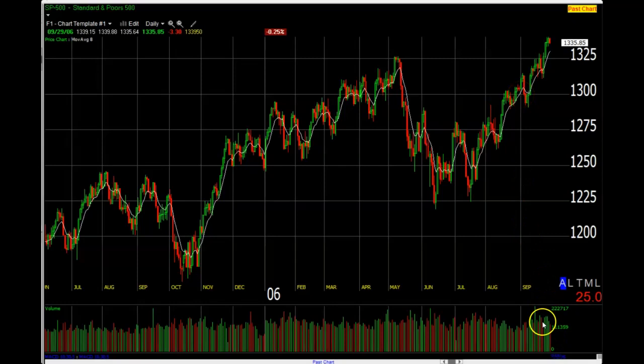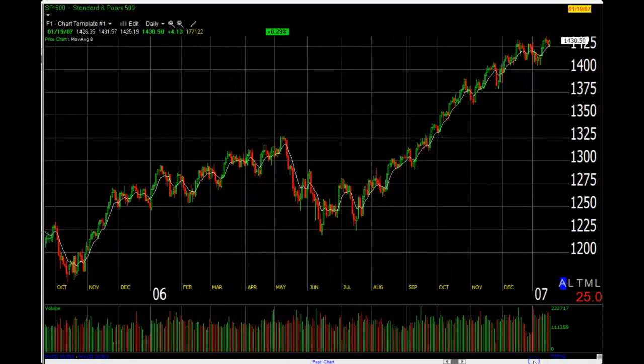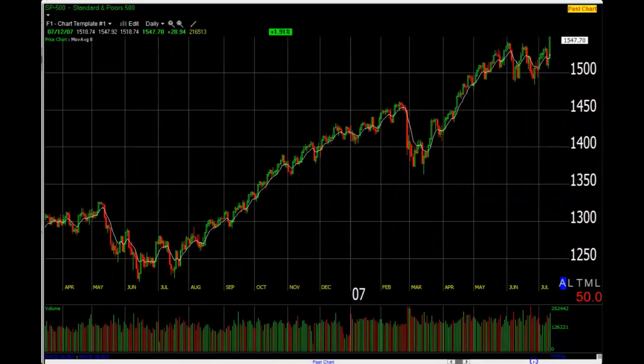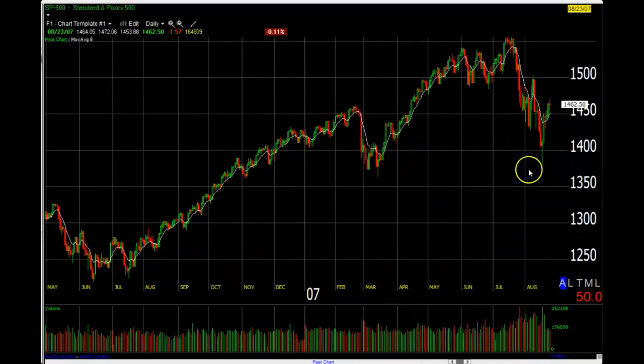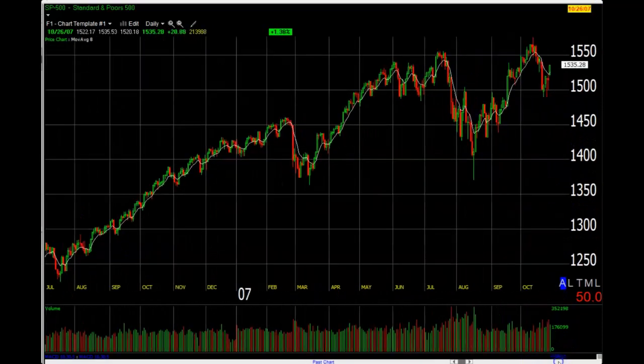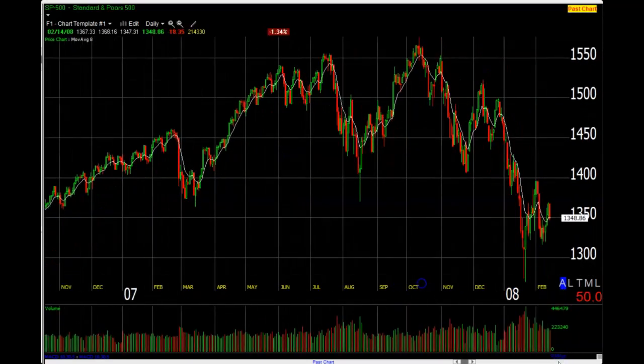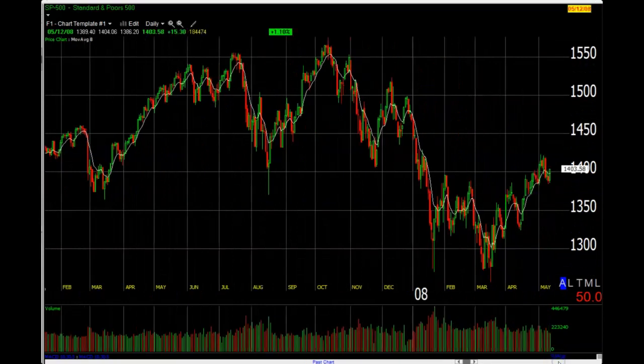But they actually started cutting rates again in 2007, July of 2007, because the housing market was in a bubble. So here is July '07 when they first started cutting rates, and as you can see, the market started to roll over for the most part. It went back up a little bit, and then it started to roll over into 2008.